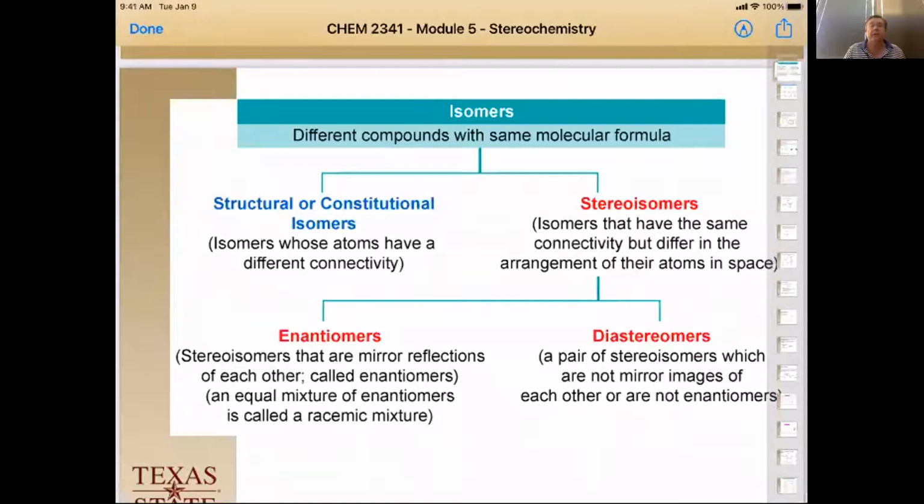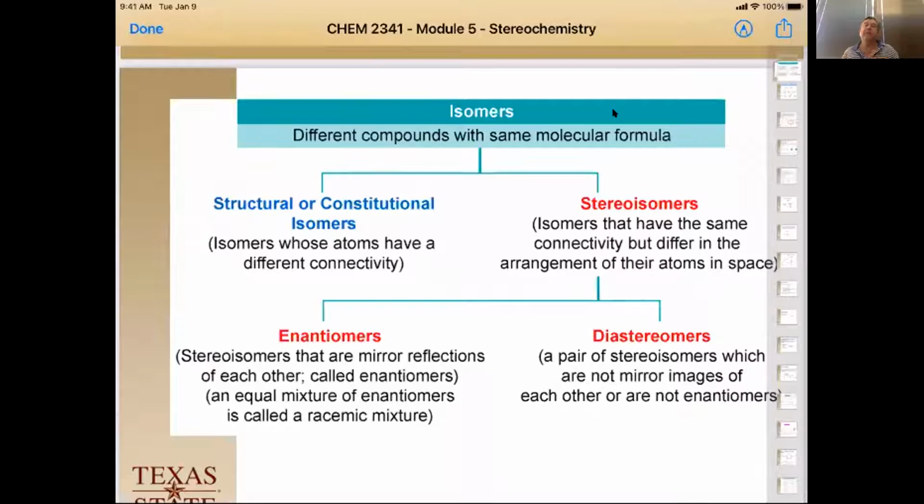There are several different types. One is called a structural or constitutional isomer. In the structural or constitutional isomer, it's about how they're hooked together. They have different types of bonds. They can have different types of functional groups, but they have all the exact same atoms. So that's what we call structural or constitutional isomers.